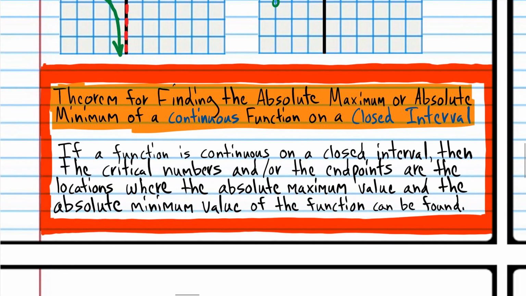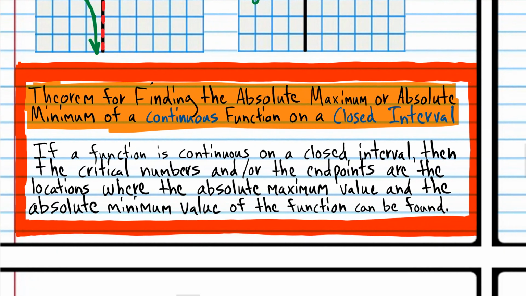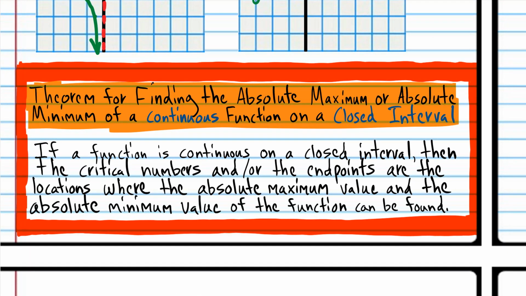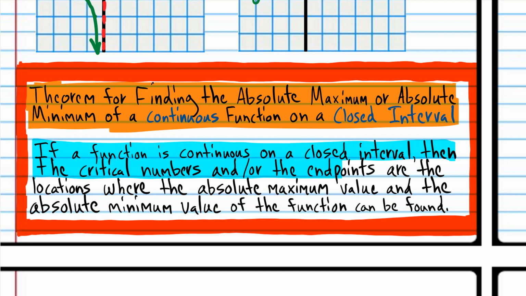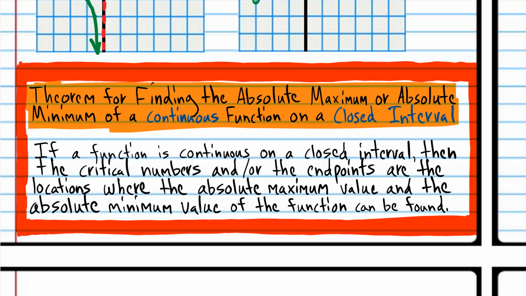Now we're going to learn a theorem for finding the absolute maximum or absolute minimum of a continuous function on a closed interval. It turns out that if a function is continuous on a closed interval, then the critical numbers and/or the endpoints are the locations where the absolute maximum value and the absolute minimum value of the function can be found. So the extreme value theorem tells us that those absolute maxima and minima do occur. They have to exist. But this theorem tells us actually how to find the absolute maxima and minima.